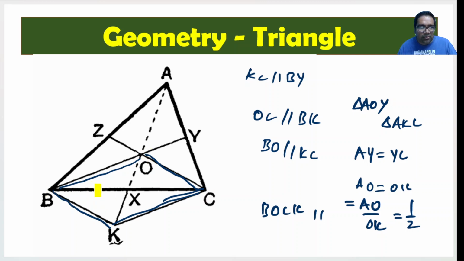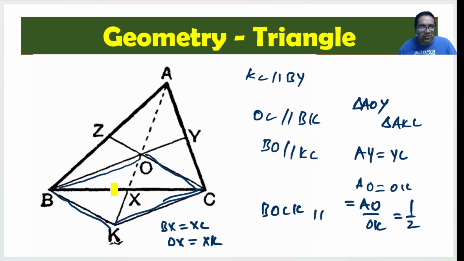What does that mean? BX is equal to XC and OX is equal to XK, right? Because this is a parallelogram. BX is equal to XC, OX is equal to XK, because this is a parallelogram.